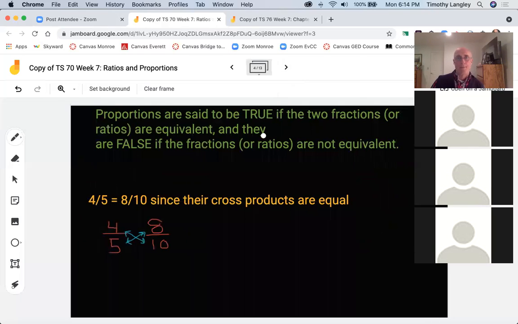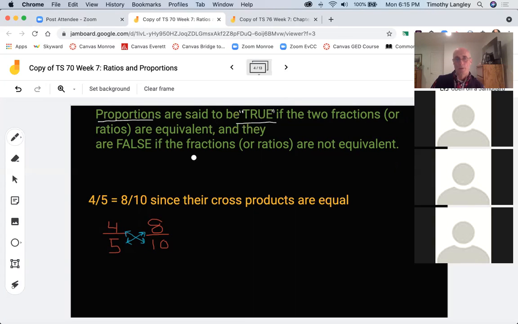So that being said, this slide is just pointing out what I just mentioned. Two proportions are said to be true. This word true you'll see with some math teachers and in some math books. They're true if the two fractions or ratios are equivalent, which means if you cross multiply, they match, and they're false if the fractions or ratios are not equivalent.